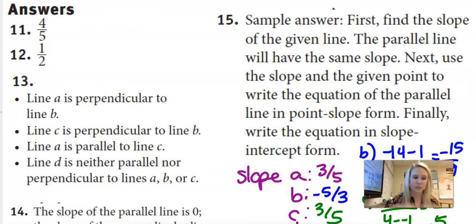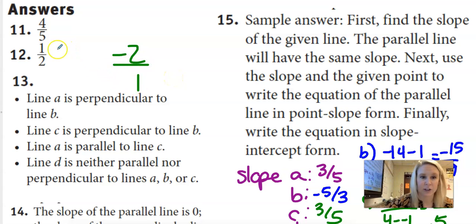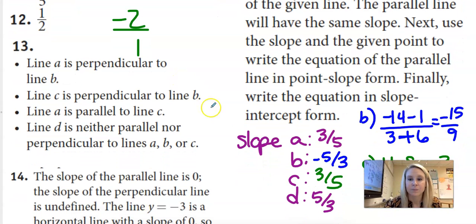Answers! So number 11 was 4/5. It wanted parallel, so we just had to copy the slope down again. Number 12, it wanted perpendicular to -2. So you can always put something over 1. So if I flip that fraction, I get a positive 1/2. On 13, the slope of A was 3/5. The slope of B was -5/3.